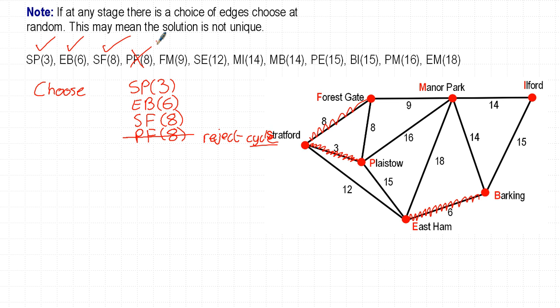Next, consider FM of 9, so this one, yes, we can include that one. No cycle is formed. Next, let's look at SE. We can include that one. A cycle is not formed.